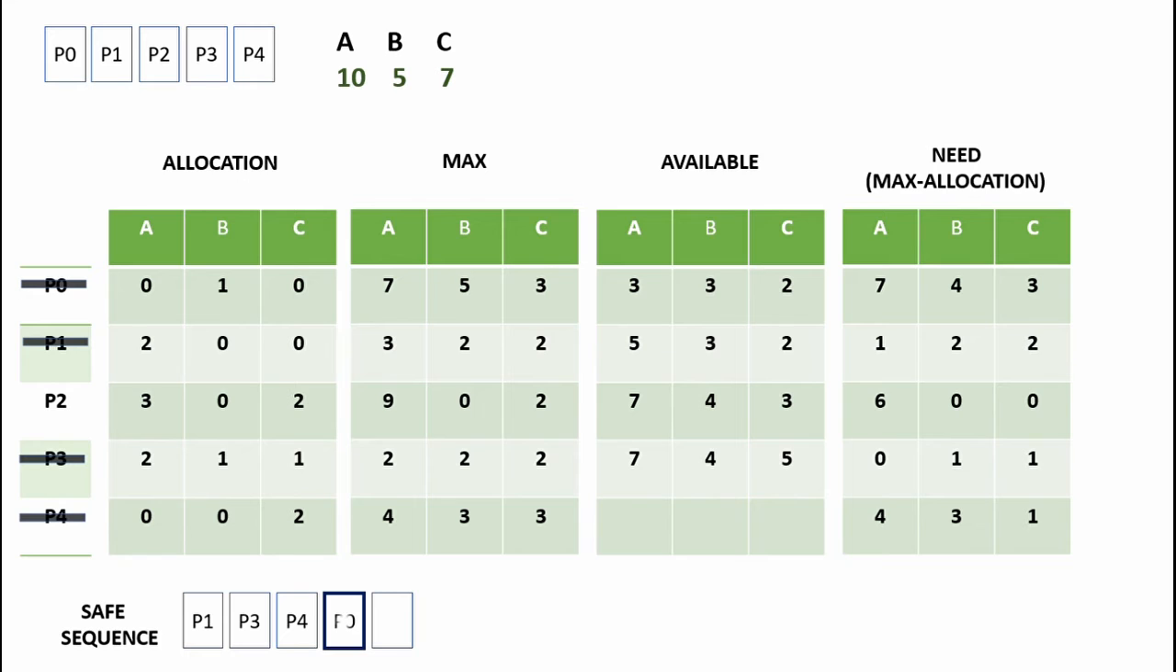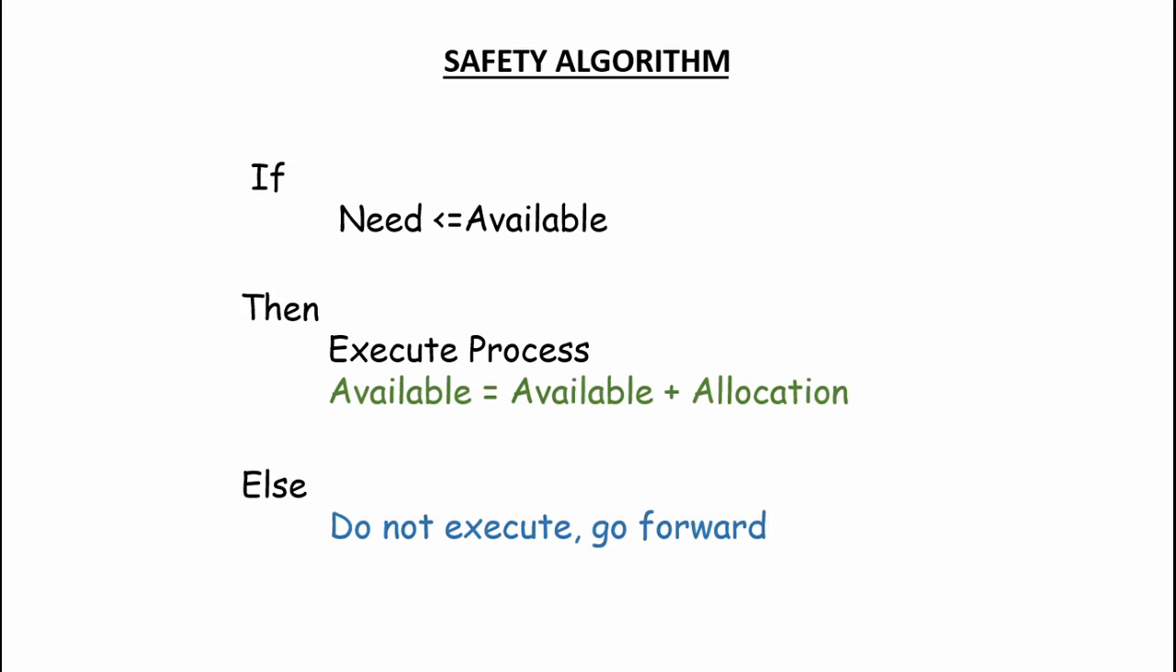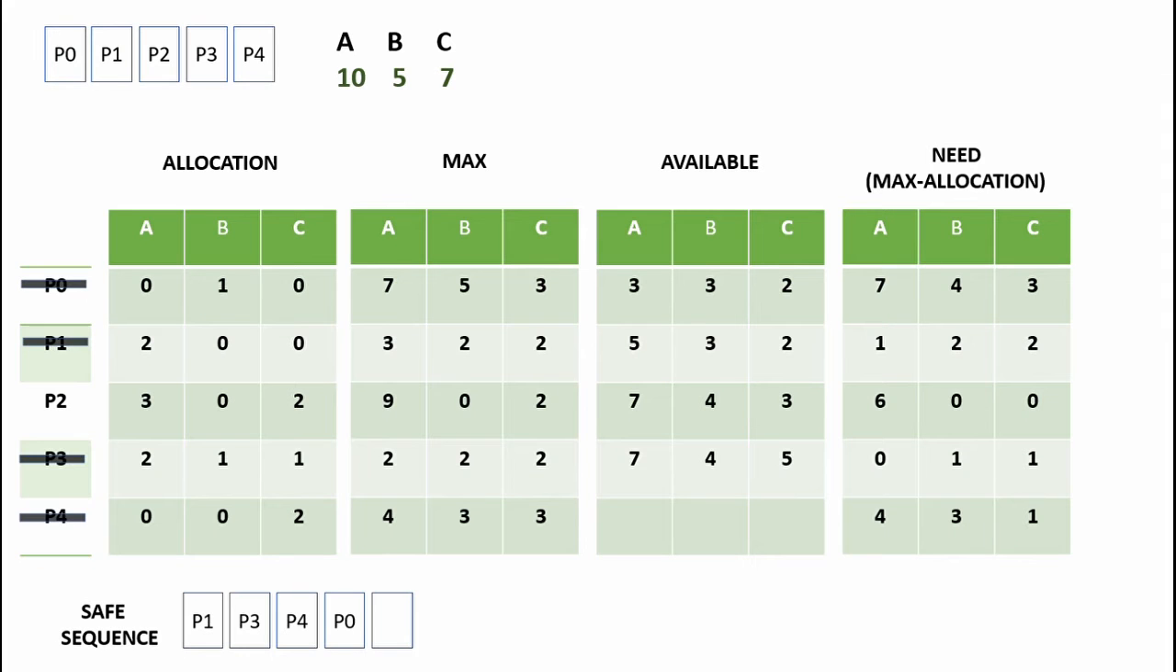The process P0 is executed and now we will update the available. So 7 plus 0 is 7, 4 plus 1 is 5, and 5 plus 0 is 5.